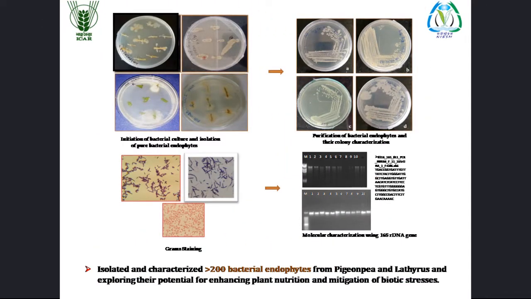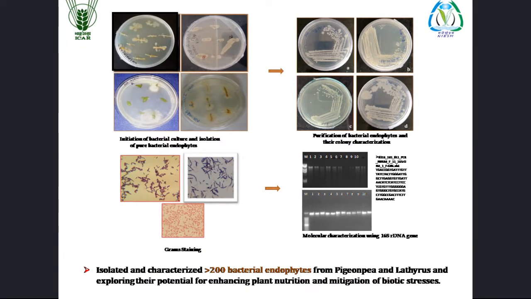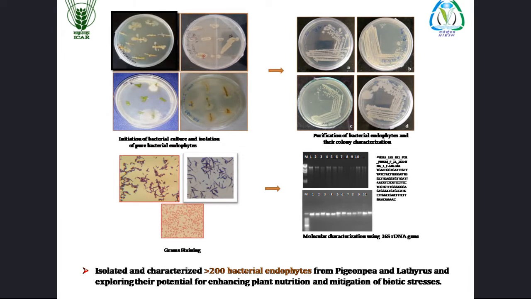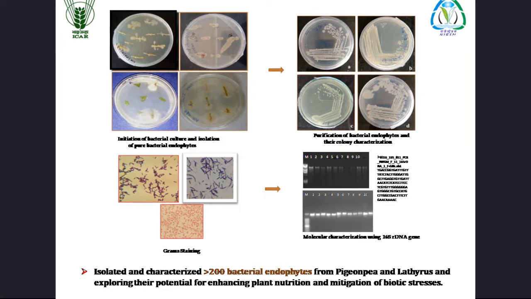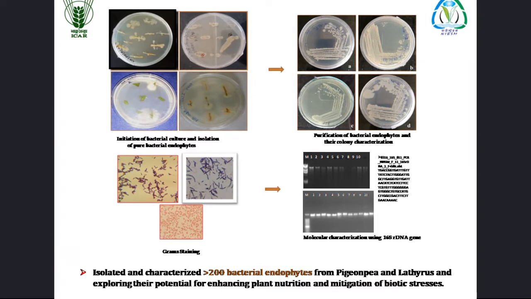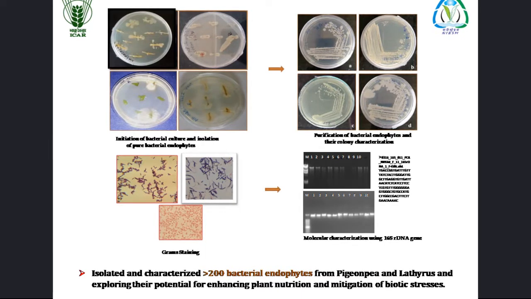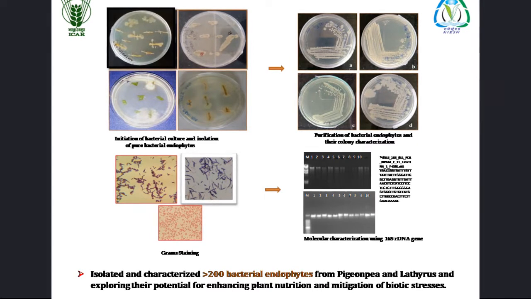This picture shows the initiation of growth of bacterial endophytes from the different plant tissues. Then the bacterial endophytes were purified by subculturing, and then they were stained using Gram staining to see the Gram positive and negative reaction. And finally, the bacterial endophytes were identified on the basis of 16S rRNA sequencing. So, using this technique, we have isolated more than 200 bacterial endophytes from the different crops.